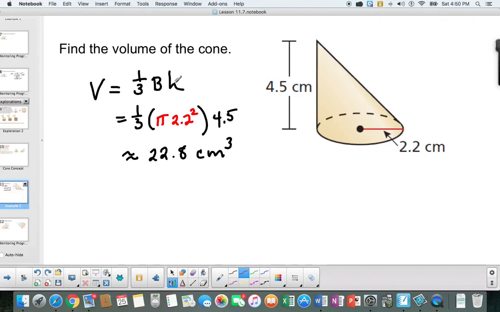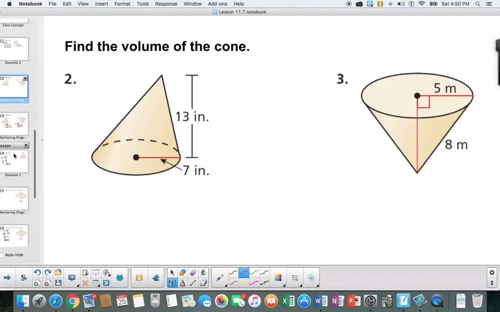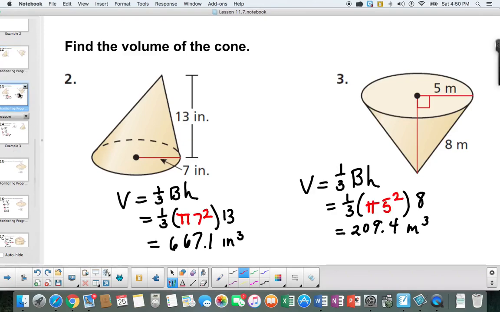Okay, here's how we do the problem. 1/3 area of the base times the height. We just figure out the area of the base, and I put it in red. Here's my height. Remember Cavalieri's principle. This will have the same volume as one that's standing straight up, as long as the cross sections and the heights are the same. Your turn. Stop the screencast and see what you can do. And here's the answer.